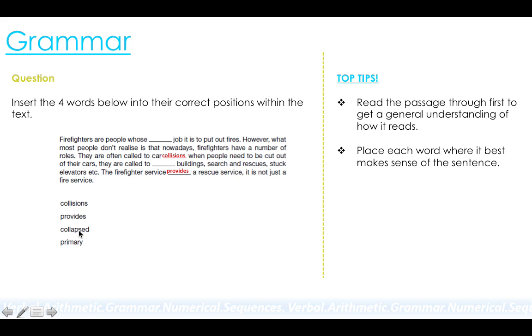Okay, so let's use the word collapsed. "Firefighters are people whose collapsed jobs," well, that doesn't make sense. "They are called to collapsed buildings." That does make sense. So we can place that word there. Finally, let's double check that this word fits into this only space here. "Firefighters are people whose primary job it is to put out fires." So yes, that does make sense. That's quite a relatively simple question, and as long as you know what the meanings of words are, there is no doubt that you'll be able to understand where the different words will go in the passage.